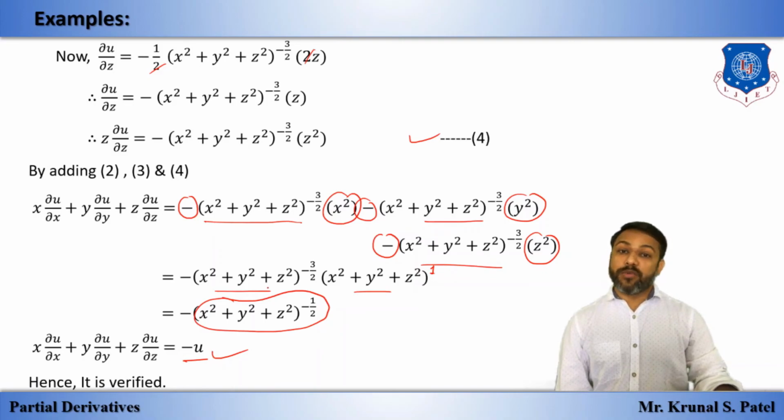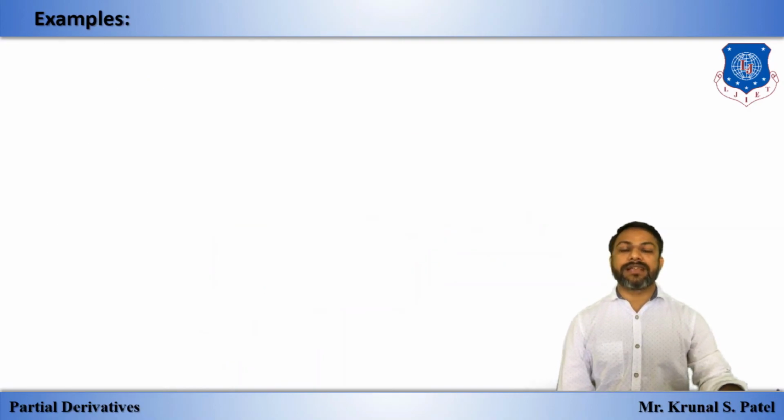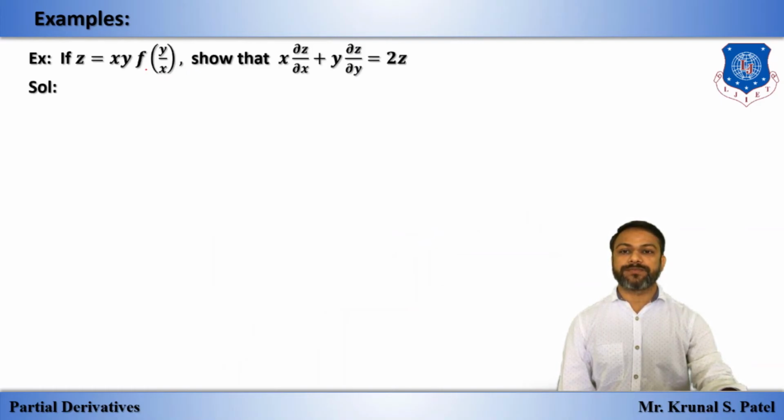So one more example without verify. Let's have a look at the example. If z is equal to x into y f of y by x, then show that x del z by del x plus y del z by del y is equal to 2z.